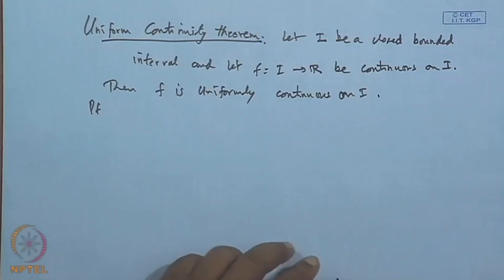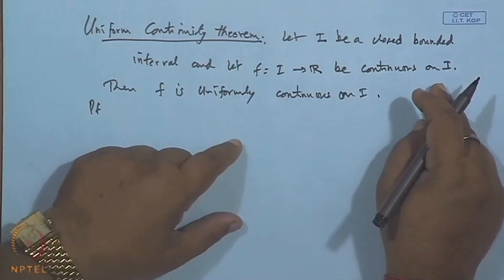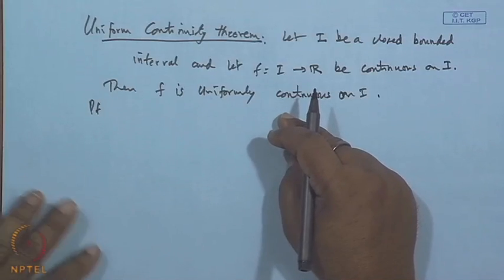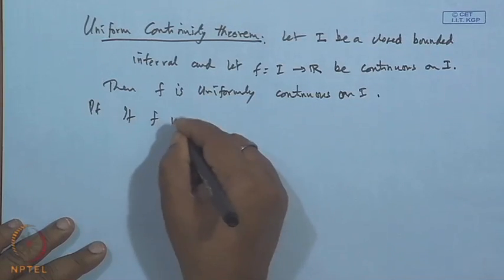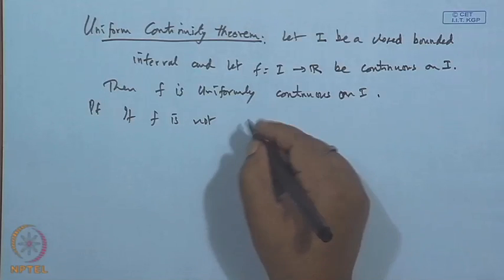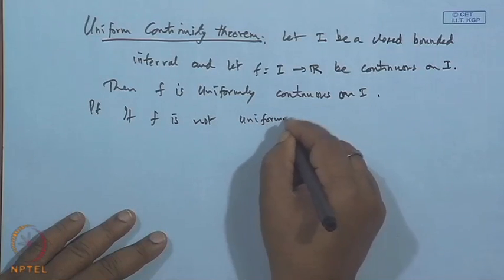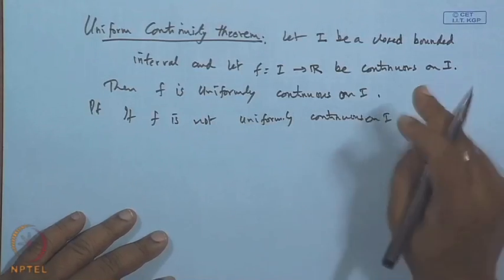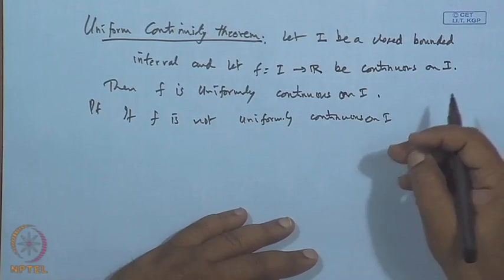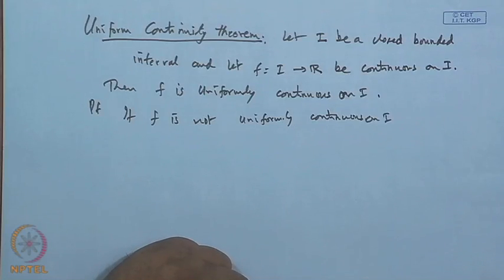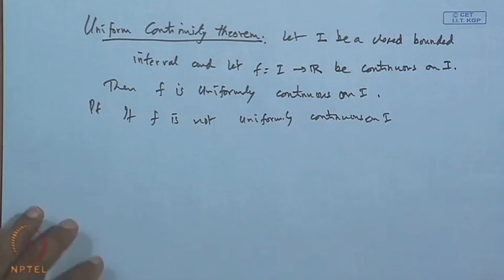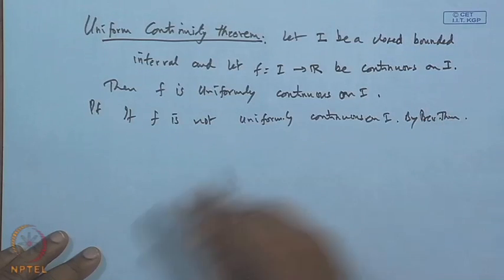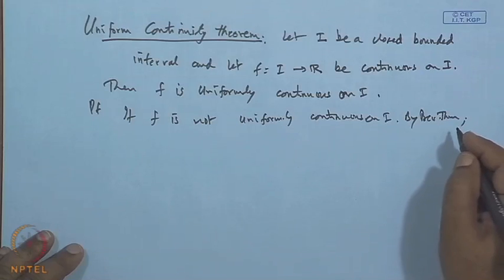So, what he said: if the function f is continuous over a closed and bounded interval, then the function must be uniformly continuous. Suppose f is not uniformly continuous on I. I can use one of the criteria which I listed earlier, in the form of sequences. By the previous results or theorems, where the criteria are there, we can choose.